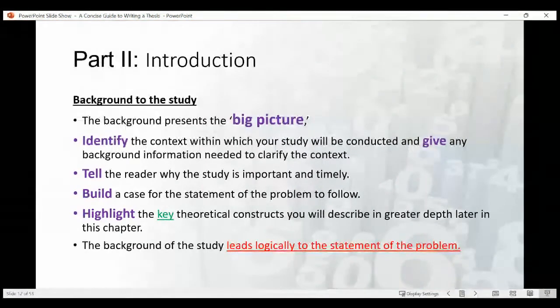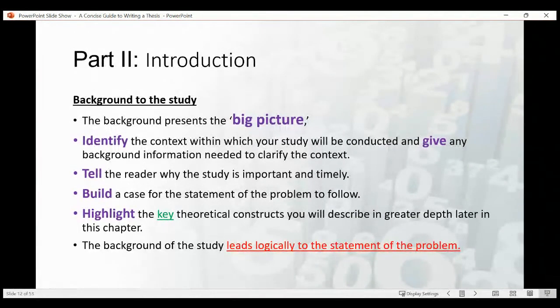Then after you build your case, you build your problem here. Again, it depends on your field or discipline. Some fields like social science or humanities have what we call a theoretical framework or theoretical construct. So it's time to talk about it here a little bit, and then you expand it later. Otherwise, no need to talk about theoretical framework or theoretical construct. So here, give the readers background about your study. Once you're ready, your background of the study will lead logically to the statement of the problem. If it doesn't, then you need to revisit your background of the study section.